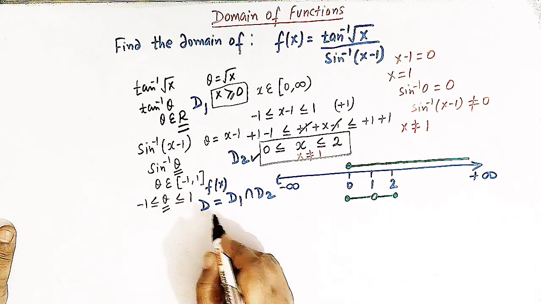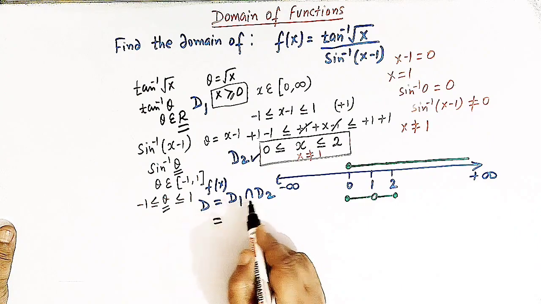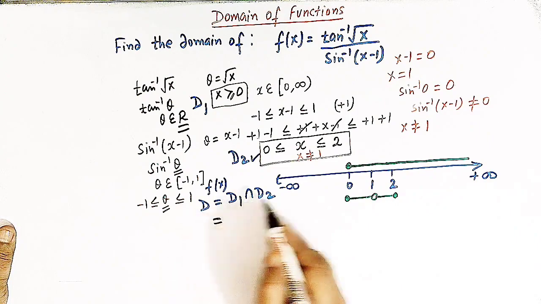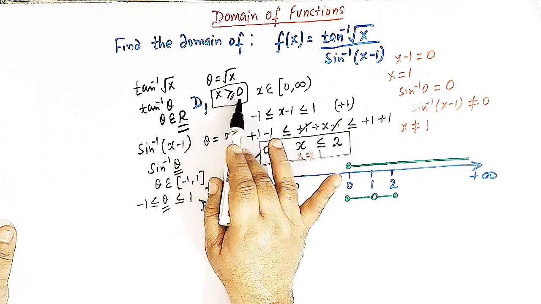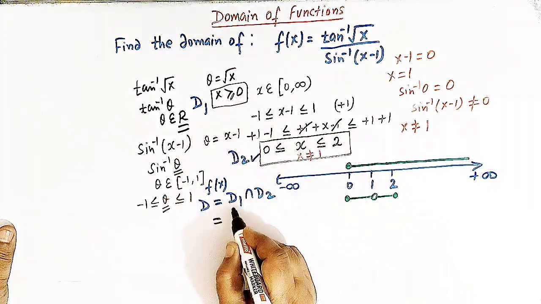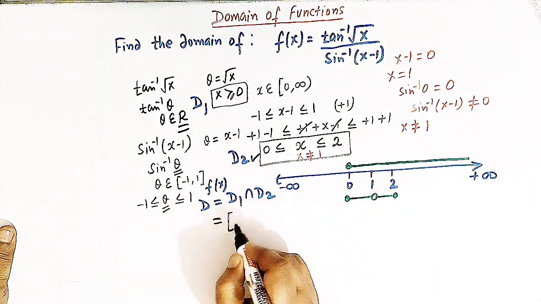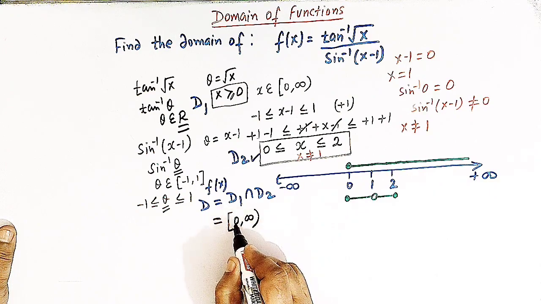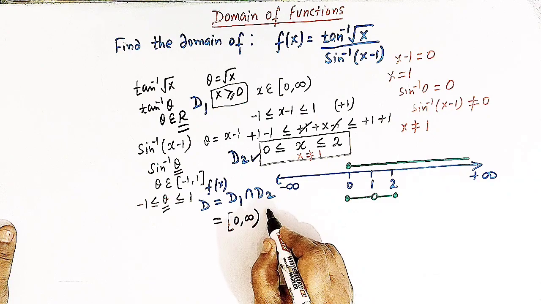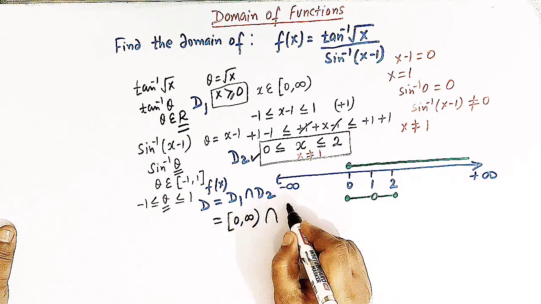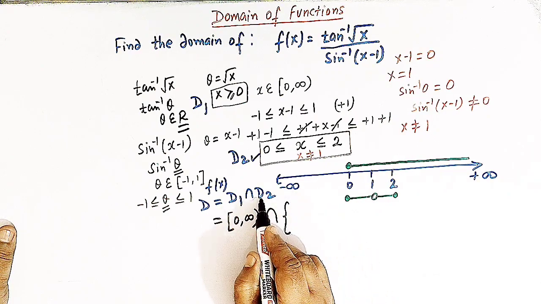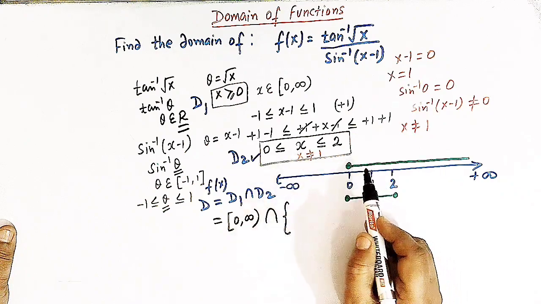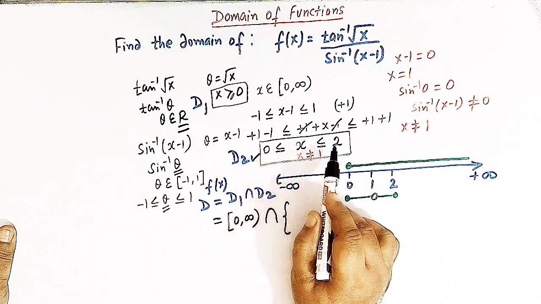So now the domain D is given by D1 intersection D2. D1 is x greater than or equal to 0. It means D1 is given by this interval, that is 0 to infinity. Here 0 is included, right? And then we have the intersection, and then we have D2. So D2 is from 0 to 2.